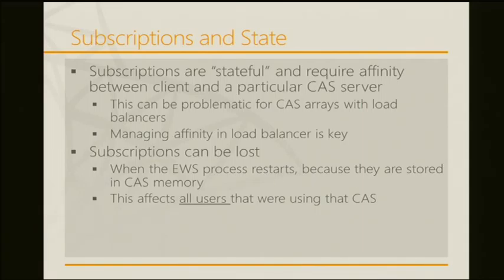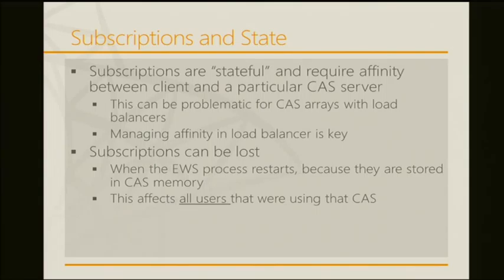So if the CAS goes down, or you're not managing affinity, and your requests are going through like a load balancer and ending up at a different CAS server every time, if that request for get events or get streaming events doesn't end up at the same CAS server that knows about your subscription, it's going to reply back and say, I don't know what you're talking about. And you're going to get an error back. So managing affinity and being cognizant of the fact that if a CAS server goes down, you may get an error and have to resubscribe is important.